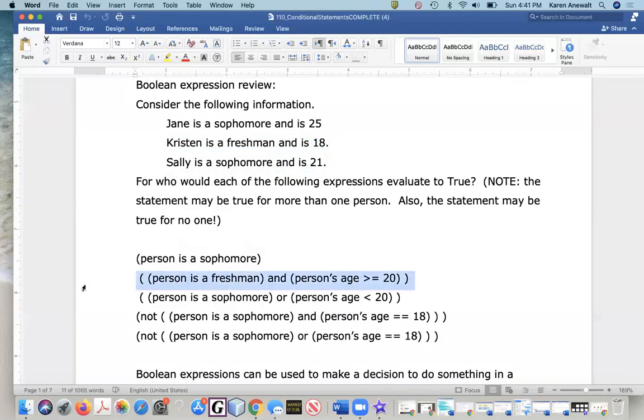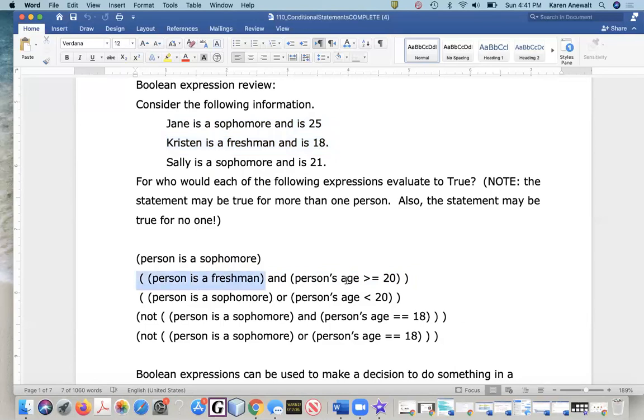If we evaluated the second condition, person is a freshman and person's age is greater than or equal to 20, it would only be true for the students that satisfy both of these two conditions. They would have to be a freshman and also be greater than 20 years of age. So it would be true for Jane, she's a sophomore and is older than 20. It would be false for Kristen because she's a freshman.